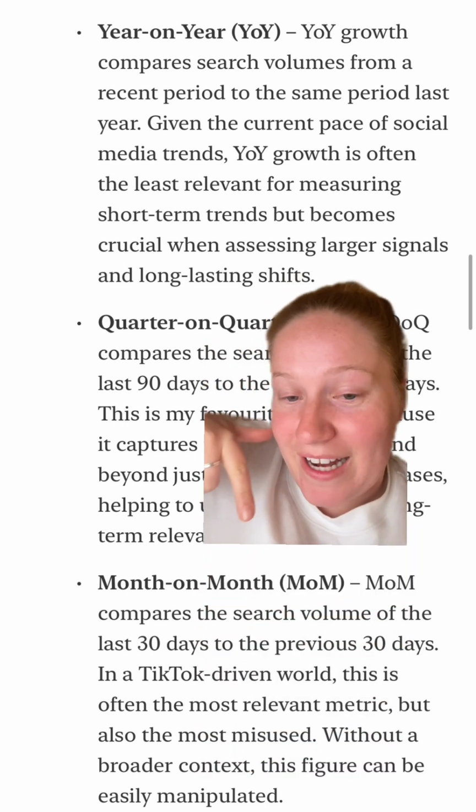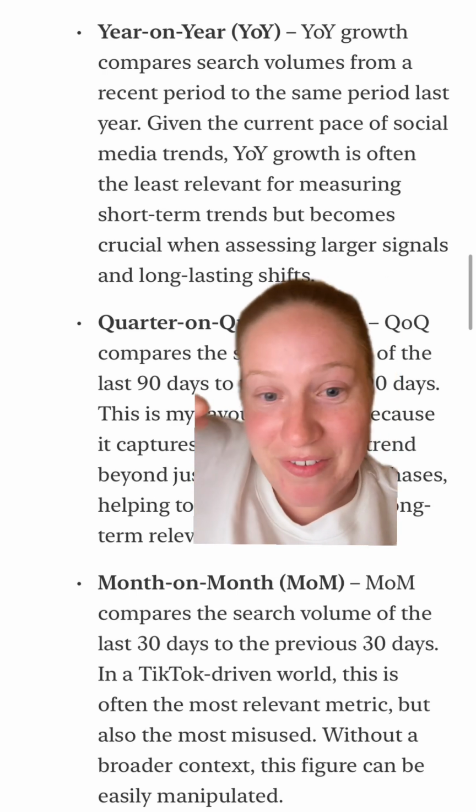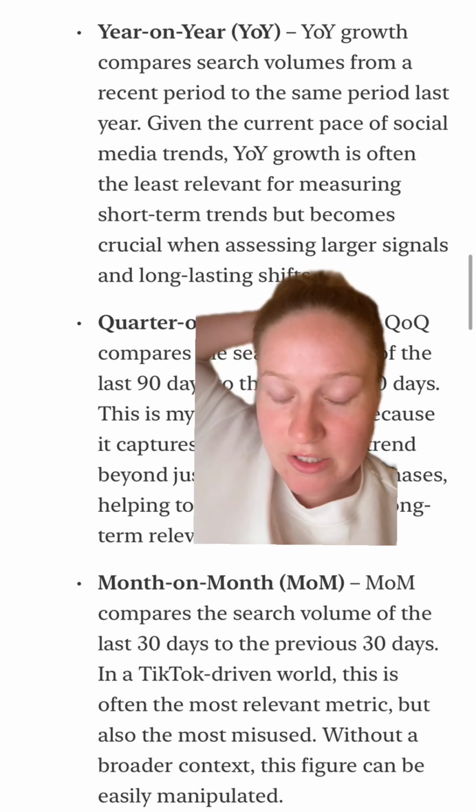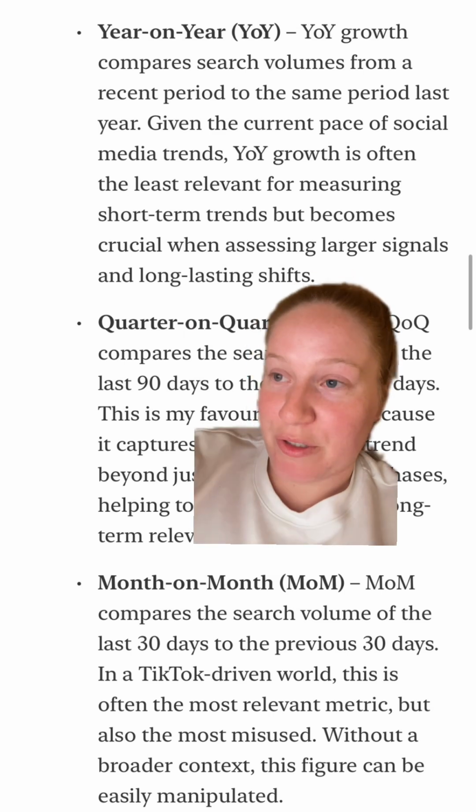The reason I love that is because of month on month, where search volume from the last 30 days versus the previous 30 days is compared. Because of TikTok, this is usually the most relevant metric, but also the easiest to manipulate because it's without any context.